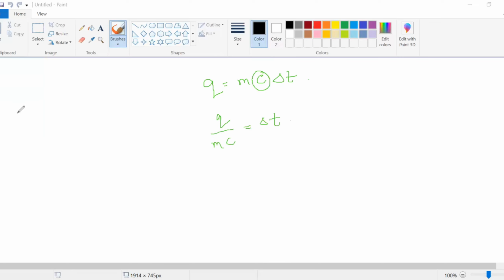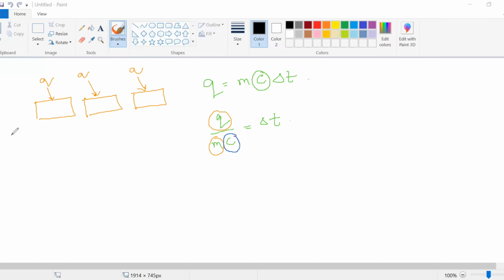If you take 1 kilo wood, 1 kilo iron, and 1 kilo silver, and we give the same amount of heat to all of them, the temperature change will depend on... we are making the heat and the mass control variables. The temperature change of this system will depend upon the specific heat capacity.